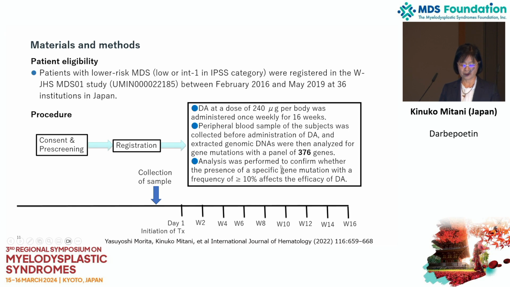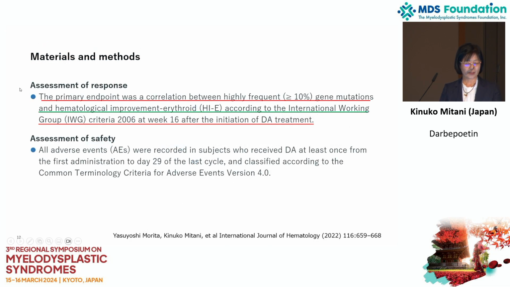Analysis was performed to confirm whether the presence of a specific gene mutation with a frequency of equal or more than 10% affects the efficacy of darbepoetin alpha. The primary endpoint was a correlation between highly frequent, namely equal or more than 10%, gene mutations and hematological improvement erythroid, according to the IWG criteria 2006 at week 16 after the initiation of the darbepoetin treatment. We also recorded all adverse events.